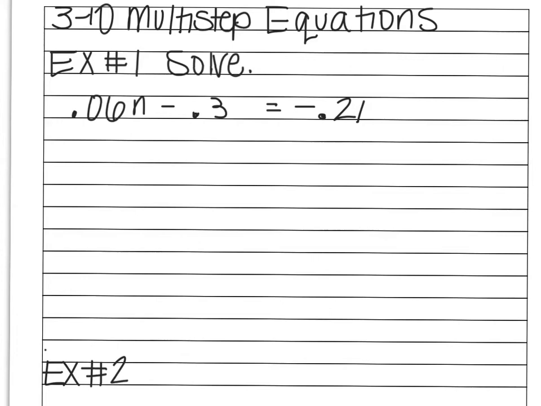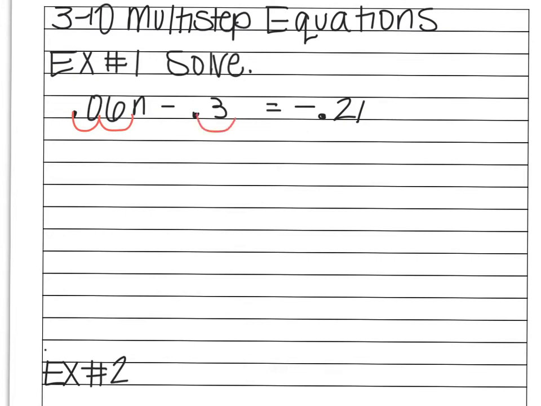Today we are doing 3.10 multi-step equations. And I have our first example here, and we have decimals, and I've said before that I like to try to get rid of those when possible. So I need to move this over twice in order to make it just 6.